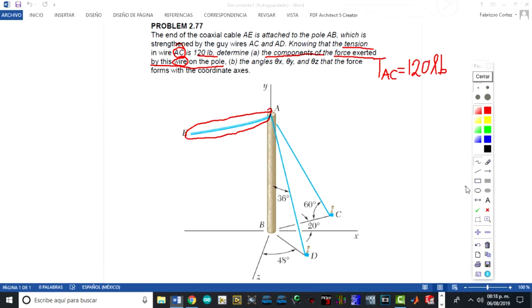So first we need to draw that vector in 3D. That vector will be a force in three dimensions, of the cable AC. We need to read this statement carefully: the force exerted by this wire on the pole. The wire is AC. So the force exerted by this wire on the pole will be this one. Let me draw it. This will be the force exerted by this wire on the pole in this direction. Why? Because depending on the position of C, it will be the direction of the force exerted by the wire AC on the pole. So this is the vector in 3D.